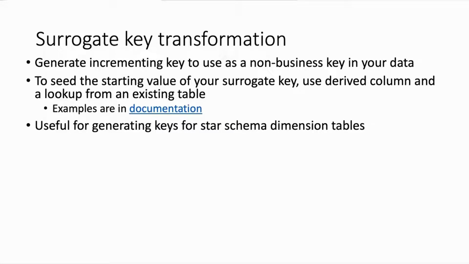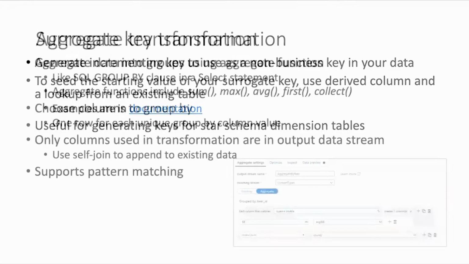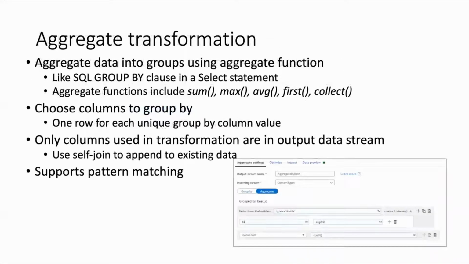There's documentation you can find on surrogate key, and a mixture of derived column and a lookup against an existing table is useful for generating keys for star schema dimension tables. Aggregate transformations, as the name says, you can do average, first, collect, sum, max and min. You can do those kinds of aggregations equivalent to the SQL GROUP BY clause in a select statement, and you can do the aggregations visually.